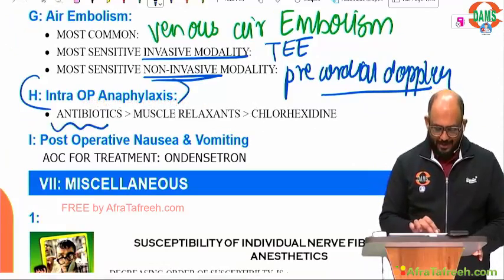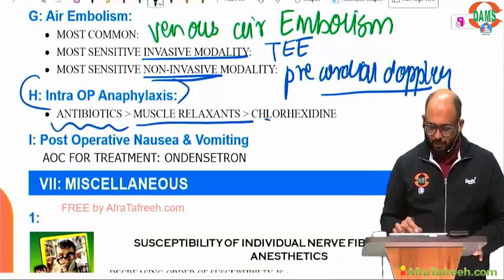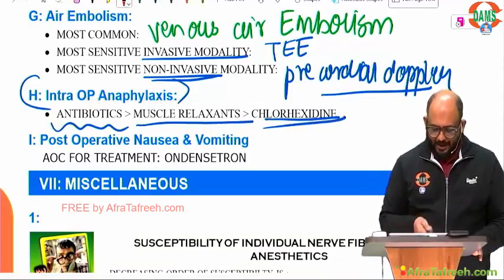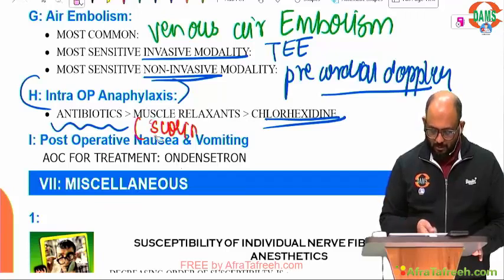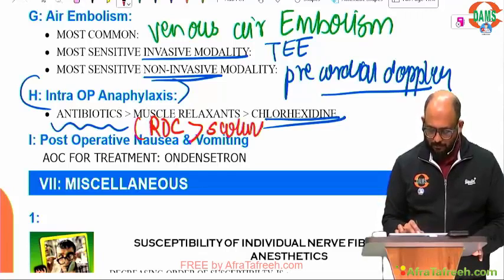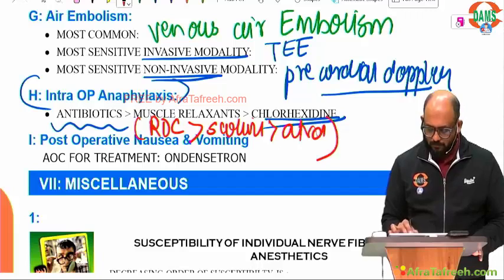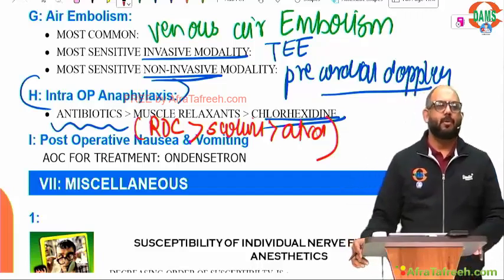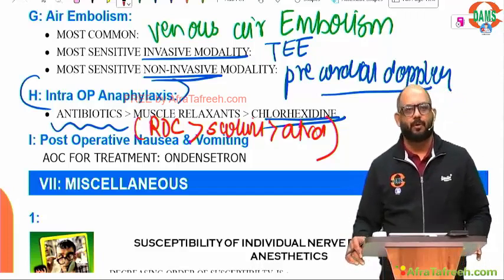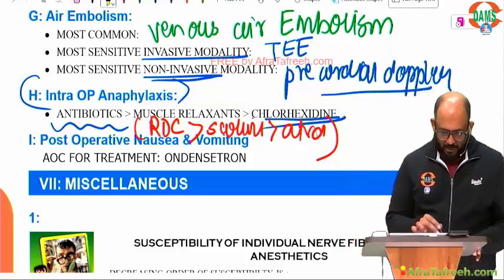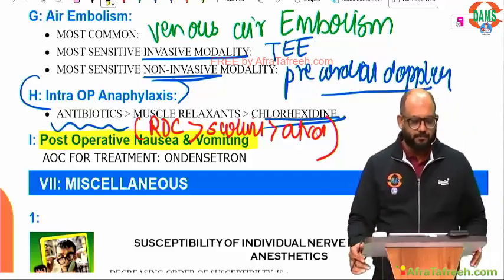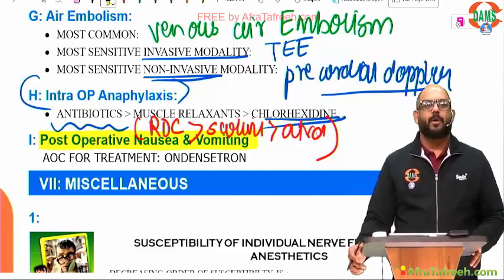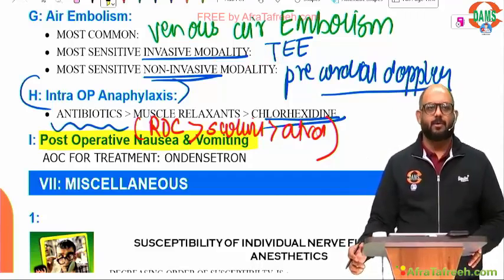Now let's talk about intraoperative anaphylaxis. Most common are antibiotics, followed by muscle relaxants, followed by chlorhexidine. In muscle relaxants, the most common implicated is rocuronium, followed by scoline, followed by atracurium. Post-operative nausea and vomiting. Treatment of choice, ondansetron.